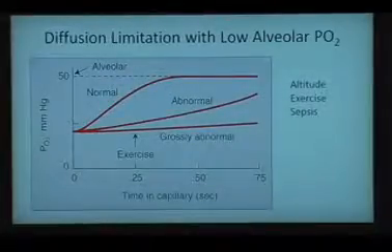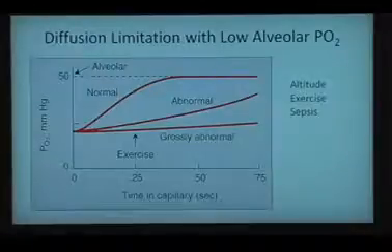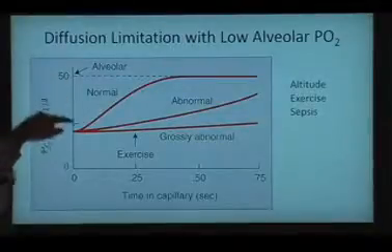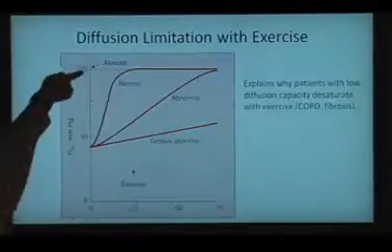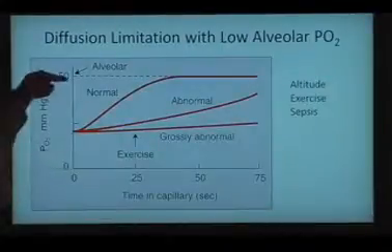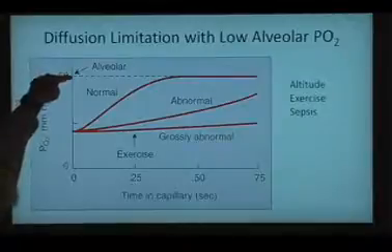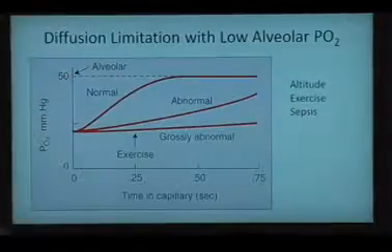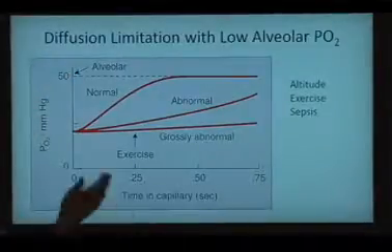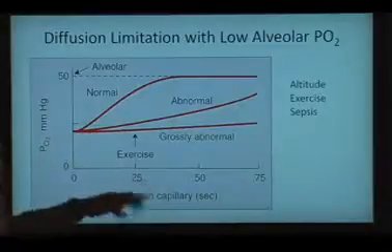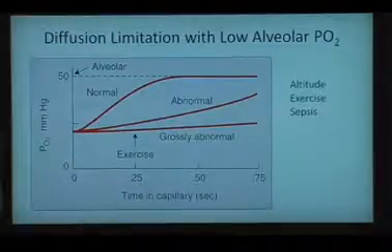Now here is the situation that occurs with a low alveolar PO2. So now let's imagine that your alveolar PO2, instead of being 100, as is shown here, is 50, as is shown here. So this is what would happen with altitude. So this is what happens in Denver, Colorado, a mile above sea level, or Salt Lake City, a mile above sea level, rather than in Boston.